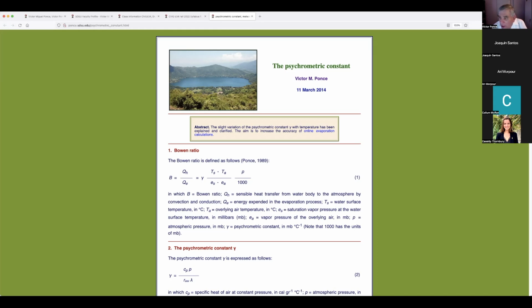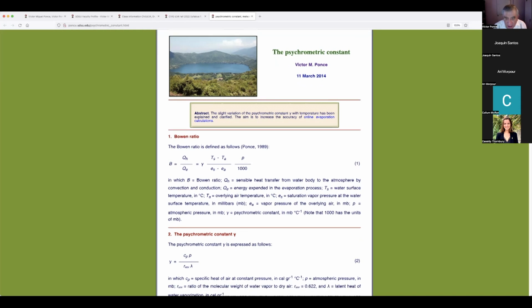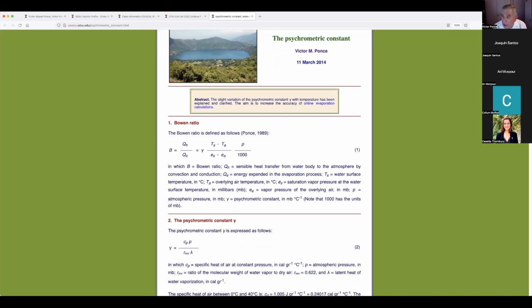So the Bowen ratio varies with the weather, with the climate. It's different from an arid climate to a wetter climate such as, for instance, the Amazon. Compare the Sahara with the Amazon. They would have quite different Bowen ratios. And the Bowen ratio is a direct indication of the weather.